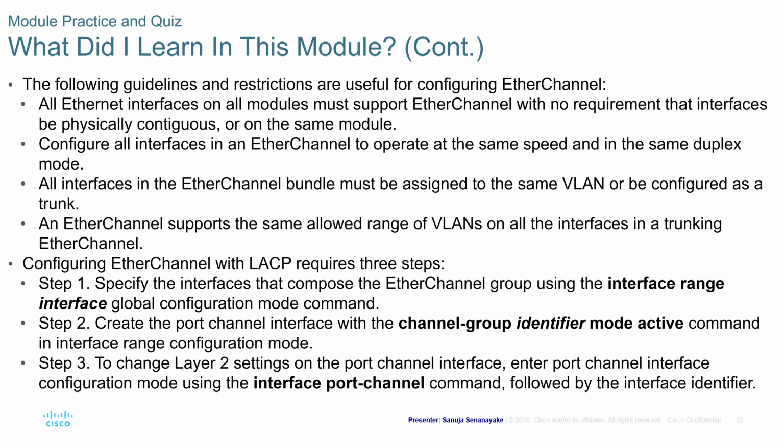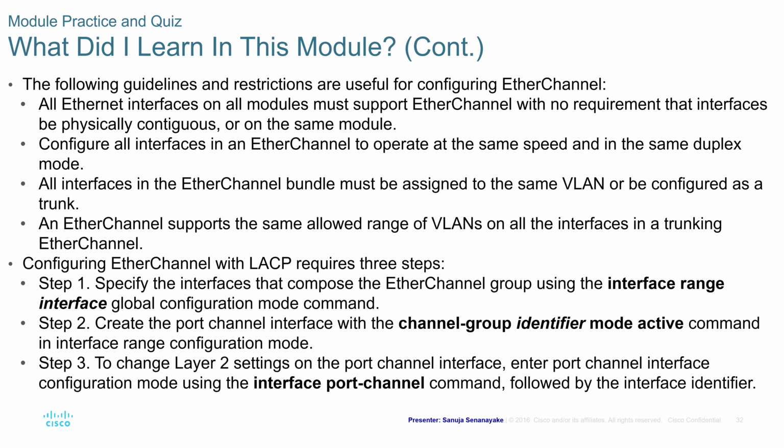And configuring EtherChannels with LACP requires 3 steps. The very first step is to specify the interfaces that compose the EtherChannel group using the interface range command in the global configuration mode. And step 2 is to create the port channel interface with the channel-group command, giving an identifier like 1, 2, 3, for example channel-group 1, with the mode active command in the interface range configuration mode.